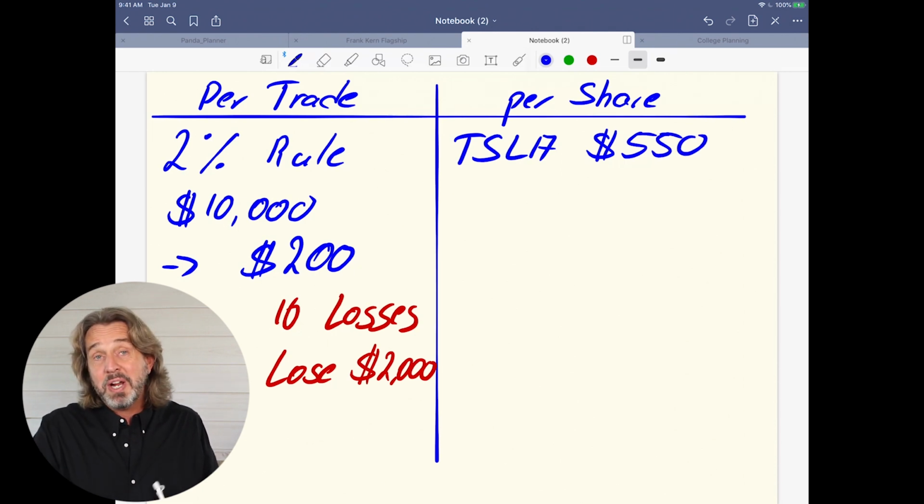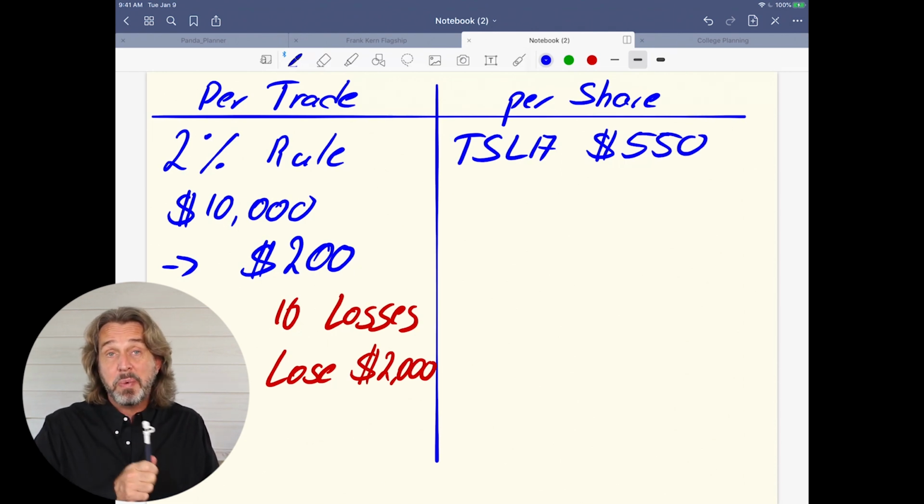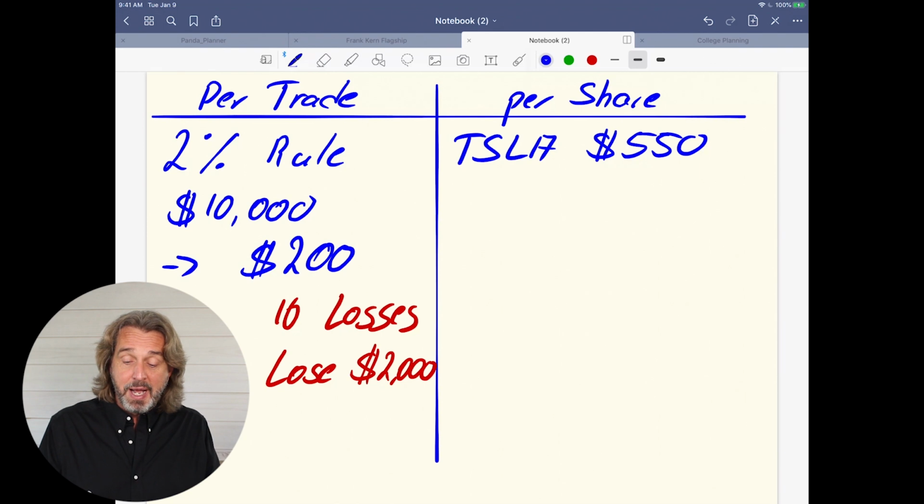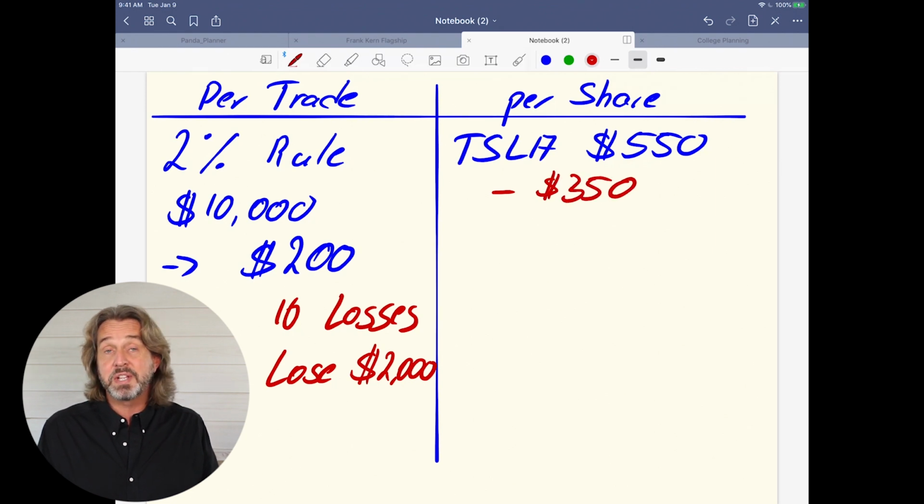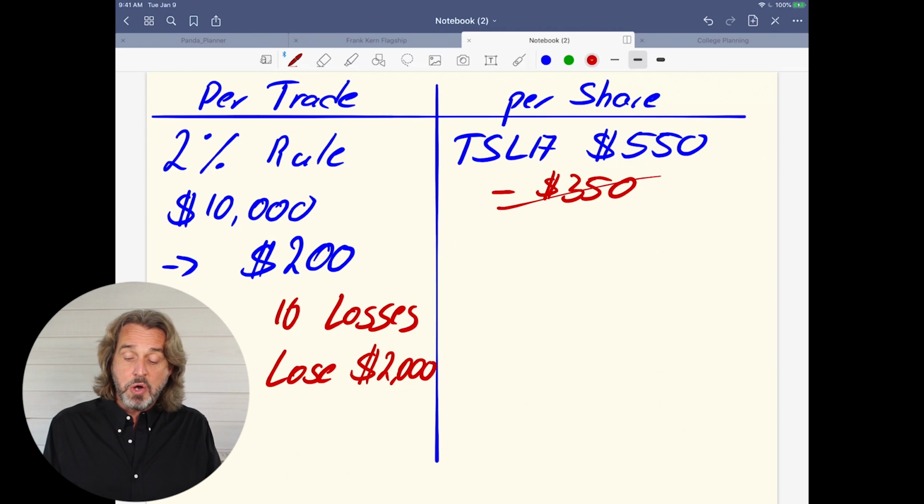So when I'm talking about having a stop loss of $200, the 2% rule per trade, does this mean that you should apply a $200 stop loss to Tesla? So meaning that if Tesla goes down to $350 that you're selling it? No, this is not what it means.